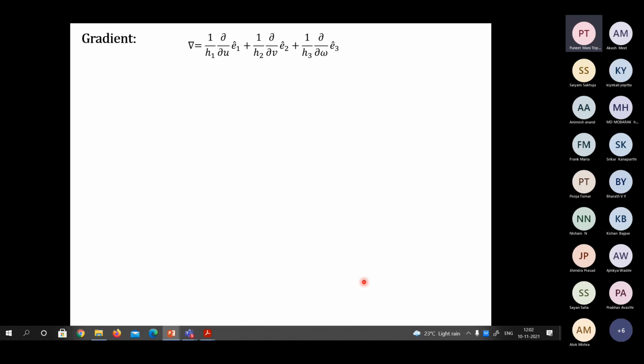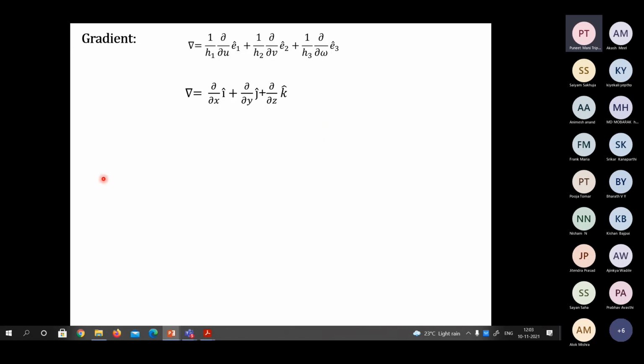Now we know the idea about the values of metric parameters. So from this, let's find the gradient. We know the expression for gradient from the general curvilinear system. This is the expression. Just now we derived del is equal to this. Now let us substitute all the parameters related to the rectangular coordinate system. For the rectangular coordinate system, h1, h2, h3 are 1. U, V, W are X, Y, Z. E1, E2, E3 are I, J, K. Let us substitute all of them here. You end up like this.